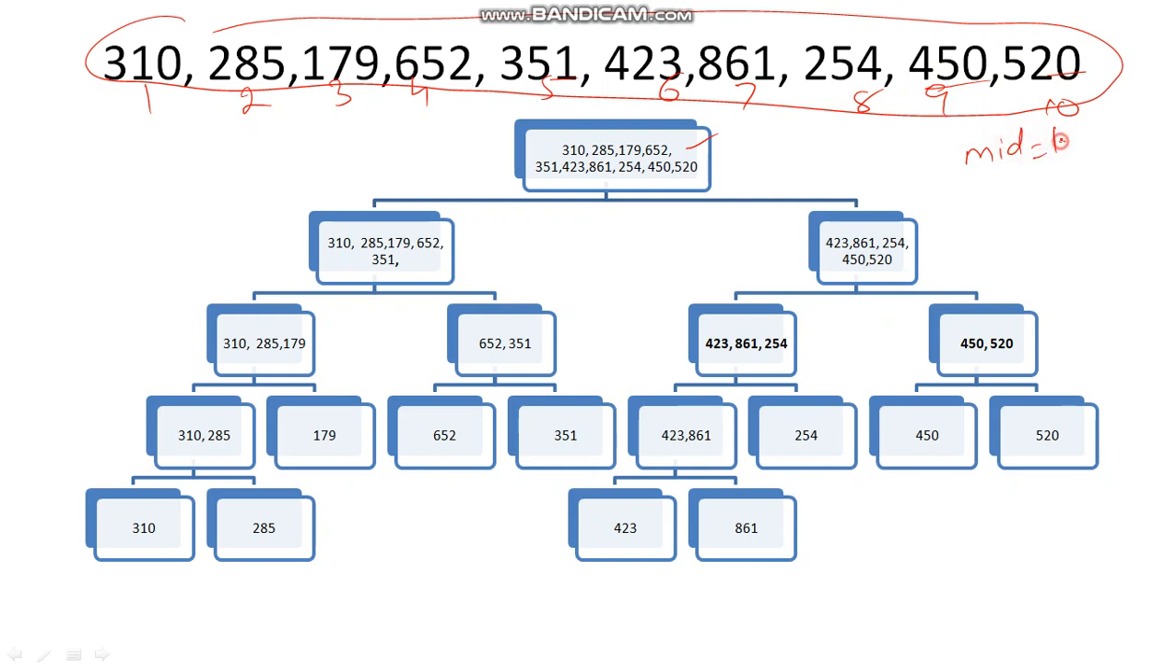Mid is equal to (low plus high) divided by 2. So in this case it becomes 1 plus 10, 1 plus 10 is 11, 11 by 2. If the outcome is a fractional value, then take the lower value of this. So it becomes 5. So the first 5 elements, 1 to 5, are towards this side, and this is 6 to 10.